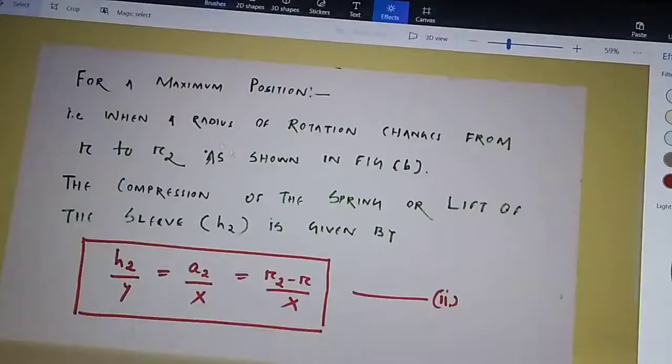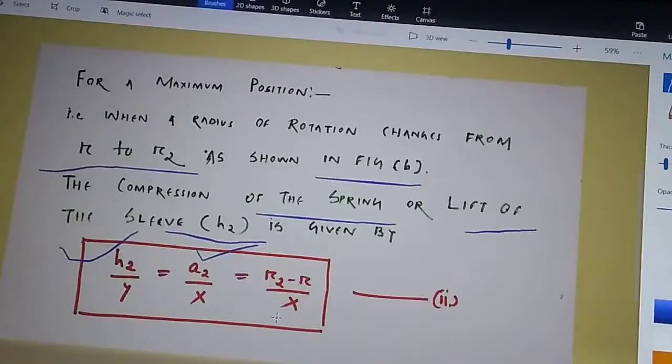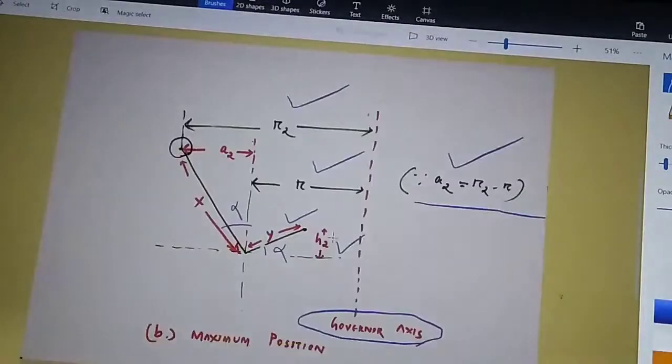So for the maximum position, when the radius of rotation changes from R to R2, then what will happen? As shown in the figure B, the compression of the spring or the lift of the sleeve H2 will be H2 by Y is equal to A2 by X is equal to R2 minus R divided by X. So H2 by Y we have seen here in this figure. This is formation of a triangle. So this will become H2 divided by Y. This one is the Y. This is A2 divided by X.